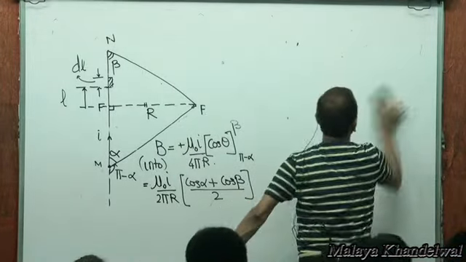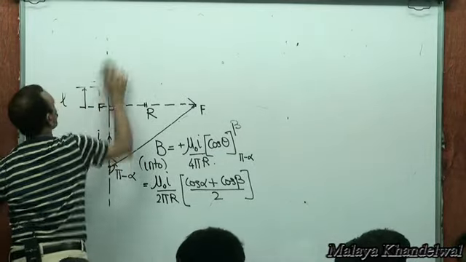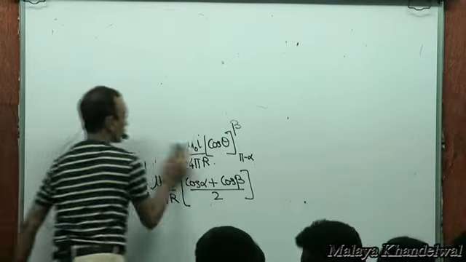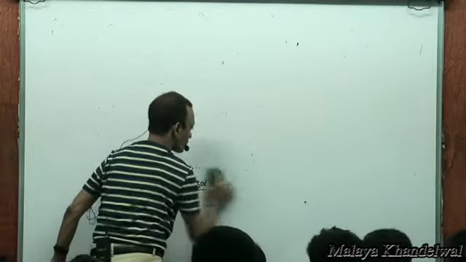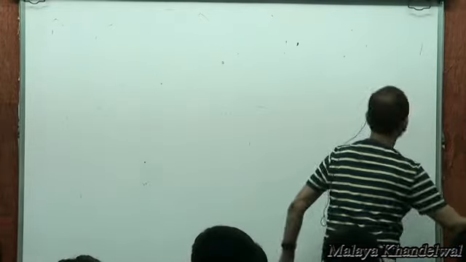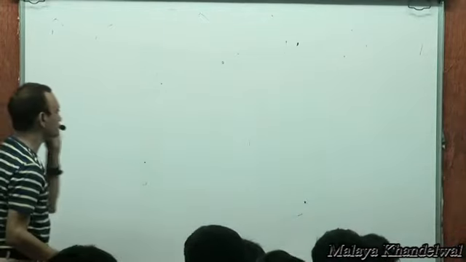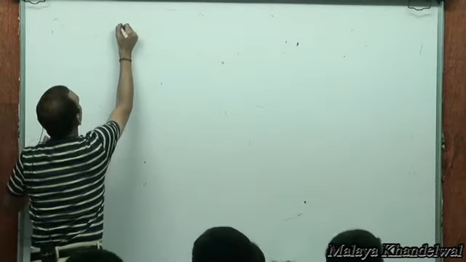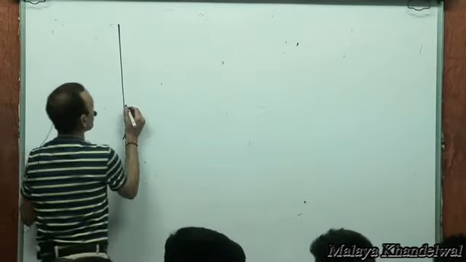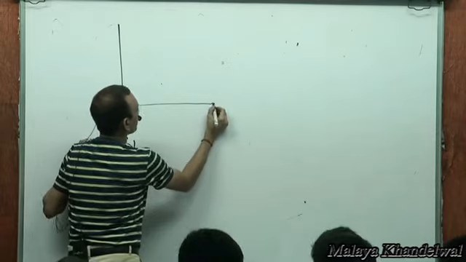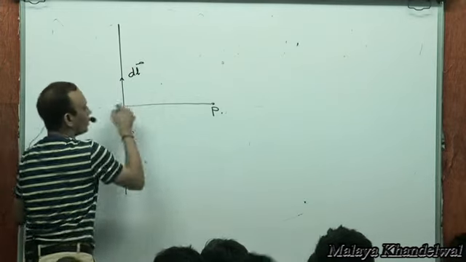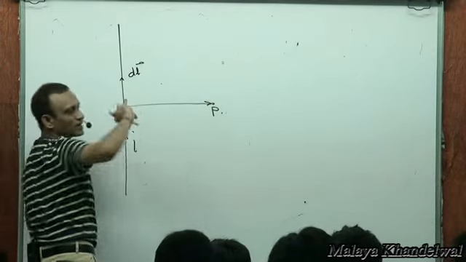So realistically then, say if there was an infinitely long current carrying wire like this, then at this point P, all the dL's will be like this, all the R's will be like this, so the dL cross R's would be into the plane.